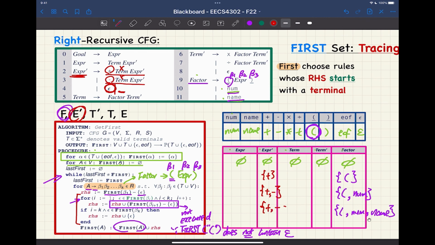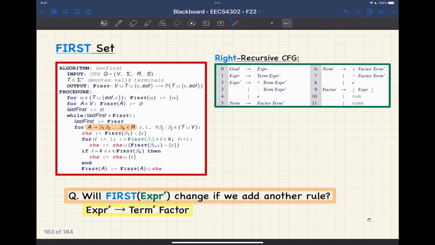Plus, minus, and epsilon. This input grammar here is rather straightforward. You don't have any special case where you will go beyond beta 1. But I'm going to give you one case where you might have to go beyond beta 1. Okay, I'll give you one case. If you want to continue, you can continue with the term prime, term, and also expression. The algorithm itself is very straightforward, so you don't need to worry too much. So here's one little exercise for you to think about.